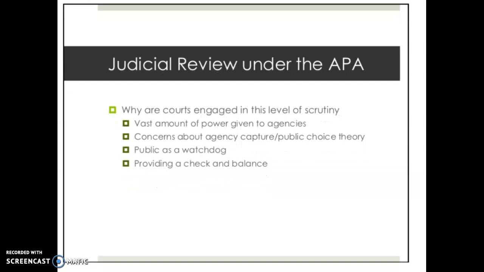And so, why are the courts engaged in this level of scrutiny? Because there's a vast amount of power that's given to the agencies. There's concern about agency capture and public choice theory, so that the agency could have some sort of agenda, putting forth its own motives into what it's doing. And so the public is needed as a watchdog, and the public in this case is in the form of judicial review and the courts, which provide a check and balance on the agencies.